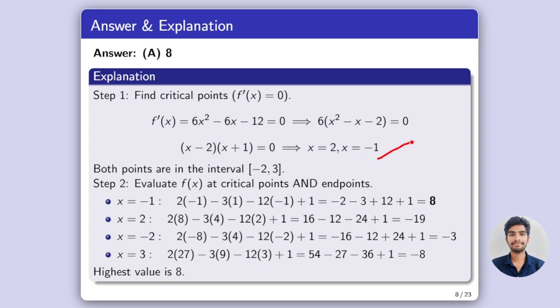So we got two critical points, x is equal to 1 and x is equal to the other one. By applying all four terms into the function, we get the global maximum. In these four terms, the maximum is 8. So that means 8 is the global maximum. The answer will be 8.